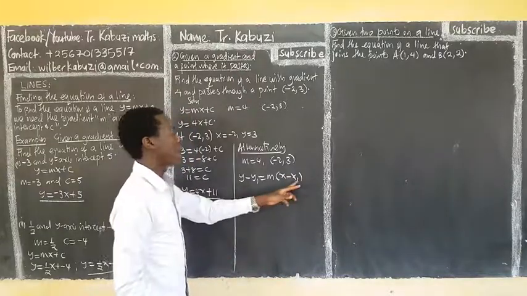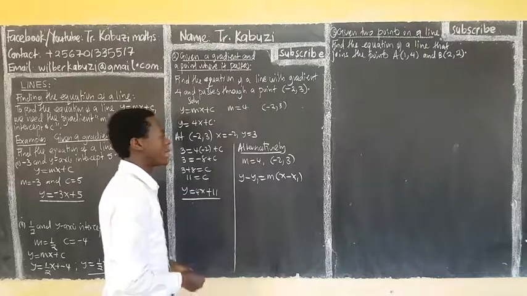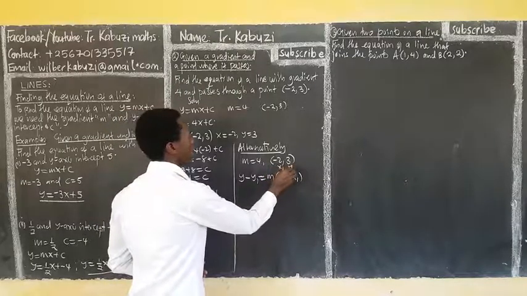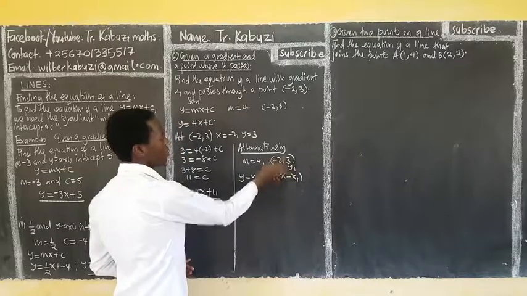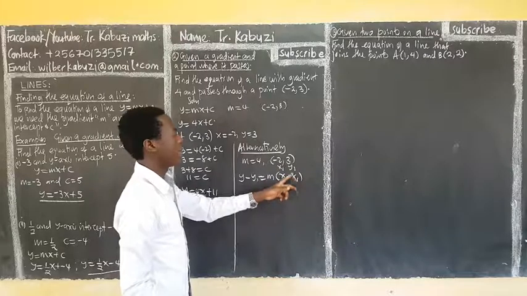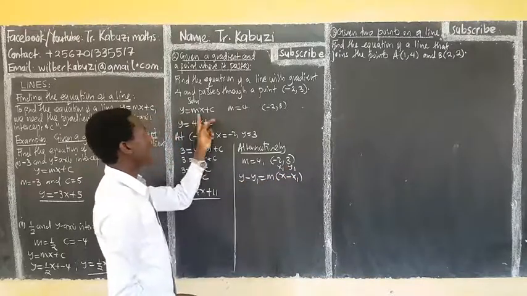Here x1 and y1 are the coordinates of any point where this line passes. So if I call this x1 and this y1, the x coordinate and the y coordinate, I'm just going to substitute. I have x1, I have y1. So this x and this y are always in our equation.